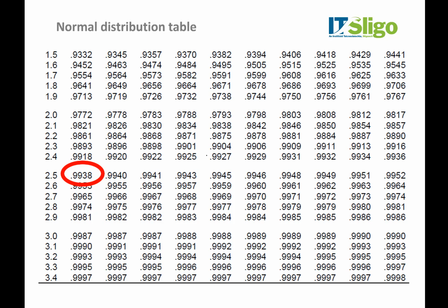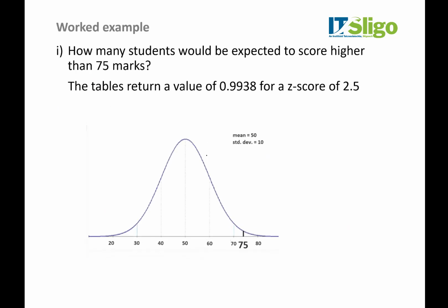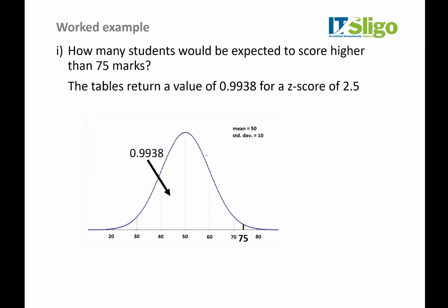So the tables tell us 99.38. Now what does that mean? I hope it's obvious that the biggest area must be 99.38, which would then suggest that the area of interest is 1 minus that, which is 0.062. So that's the probability of a student scoring more than 75 in this maths exam.